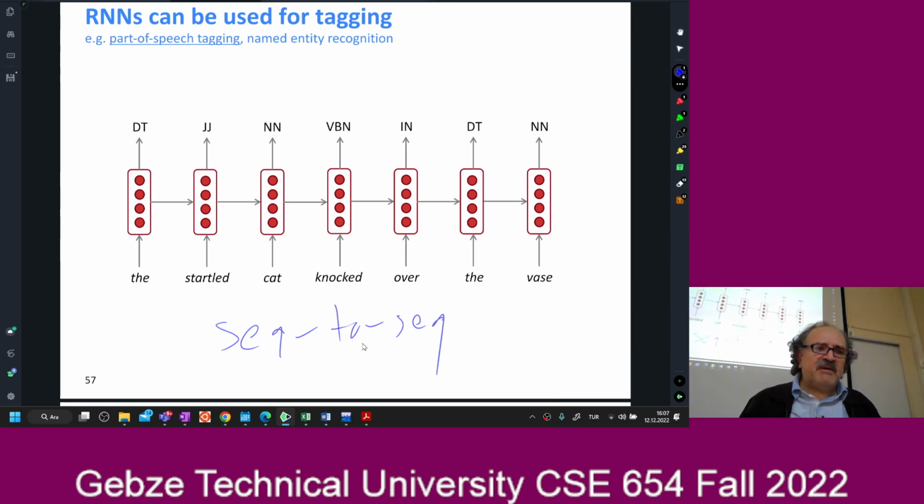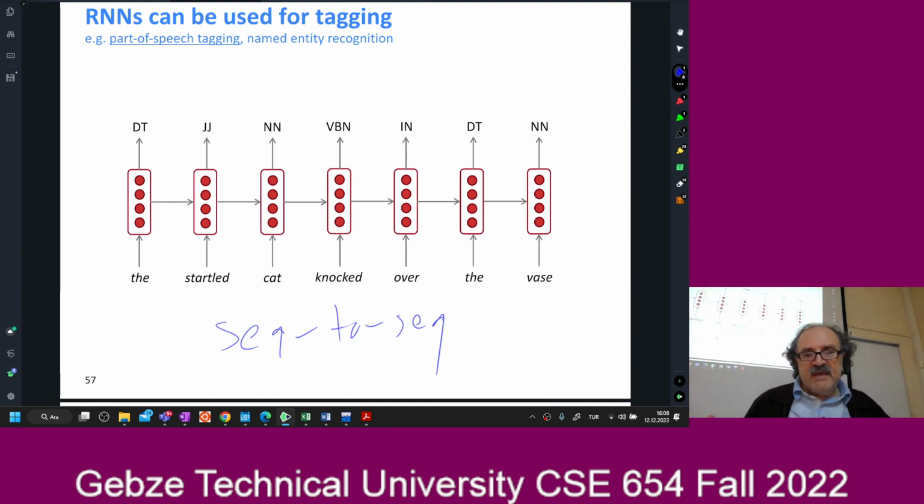But okay, tell me the problem with this approach, compared to what we did before. Doesn't know the later words. Yeah, it doesn't know the sentence. When I say "the," it didn't see the rest of the sentence yet, right? I say "the" and it says determiner, so it doesn't know the context, because I am feeding from left to right. When I say "the starlet," it says "the" and adjective. It doesn't know the rest of the sentence.